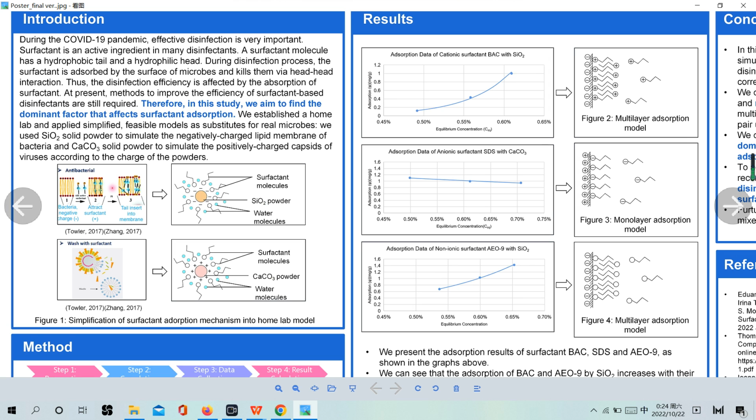I use silicon dioxide powder to simulate the lipid membrane of bacteria, which carries negative charge, and calcium carbonate powder to simulate the protein capsid of viruses, which carries positive charge.